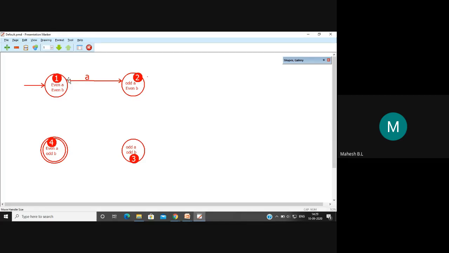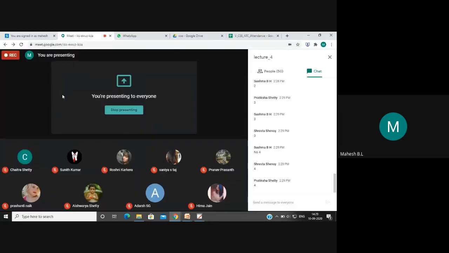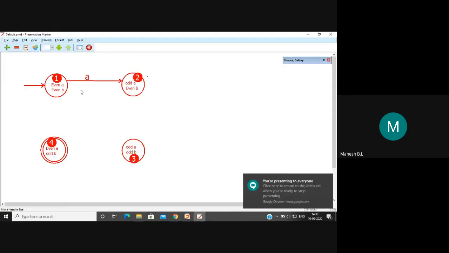Now you encounter a B. Then your DFSM should make a transition from 1 to which state? So 1 to 4. Your DFSM should make a transition from 1 to 4 because here you have E1A, E1B.